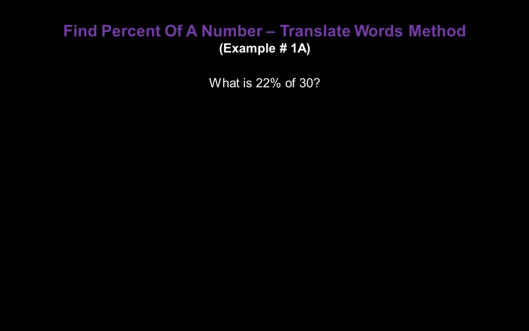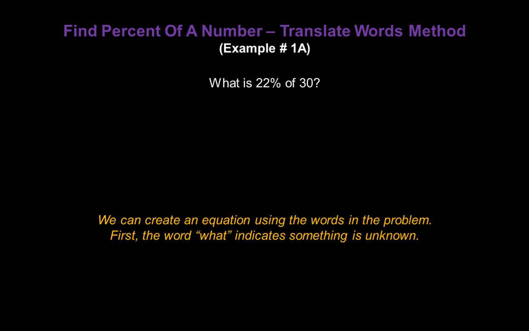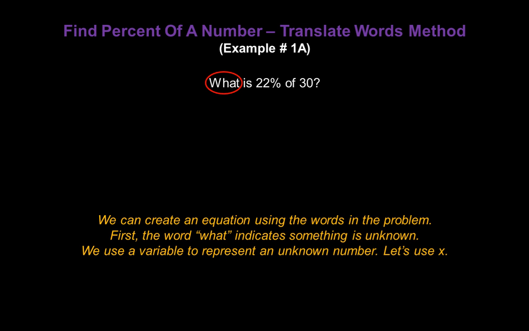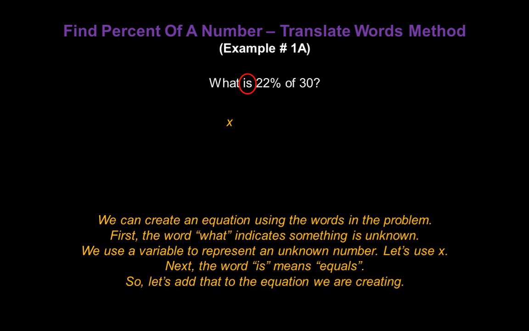Let's start by looking at method number 1, translating words into an equation. What is 22% of 30? We can create an equation using the words in the problem. First, the word what indicates that something is unknown. And we use a variable in math to represent an unknown number. So I'm going to use the letter x. So let's write down x to start. Next, the word is in math means equals. So let's add that to the equation we're creating so that so far we have x equals.